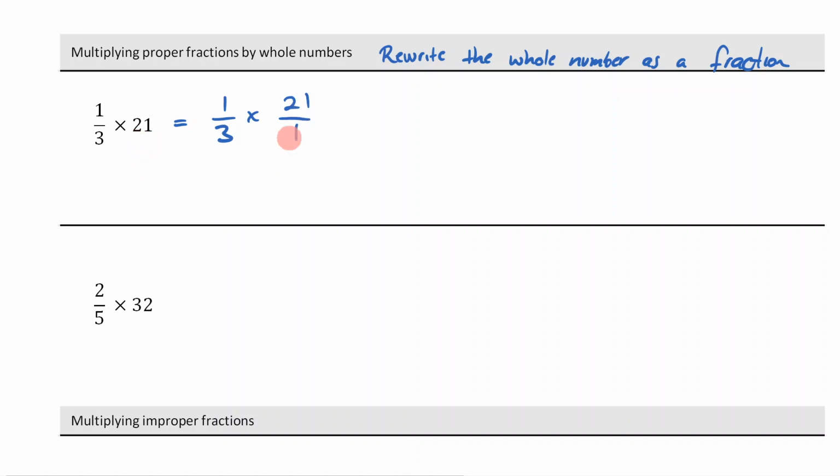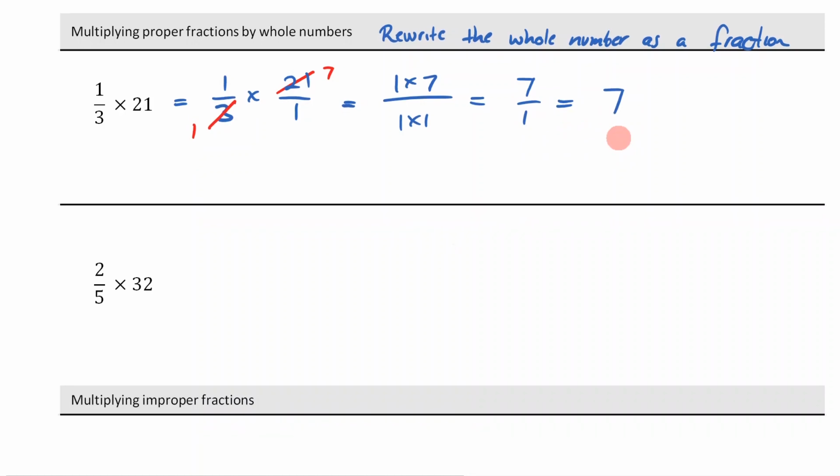But now that it's written in a fraction, what this allows us to do is recognize where we can cancel. Because I can cancel diagonally here. I can go 3 divided by 3 is 1, and 21 divided by 3 is 7. And then once I've done that, I can just answer it as normal. 1 times 7 up the top, and then 1 times 1 down the bottom. It's going to give me 7 on 1, which is just equal to 7. Let's go to the next one.